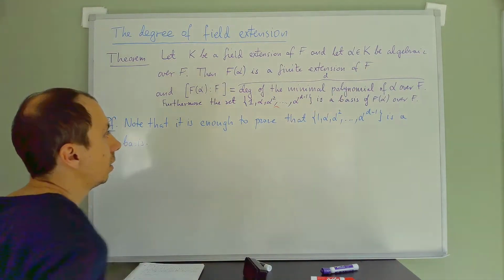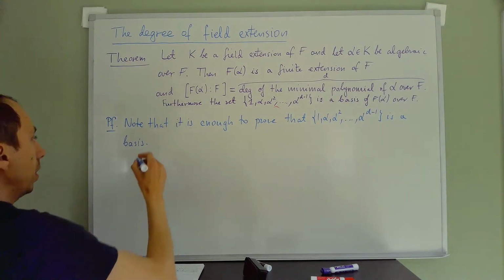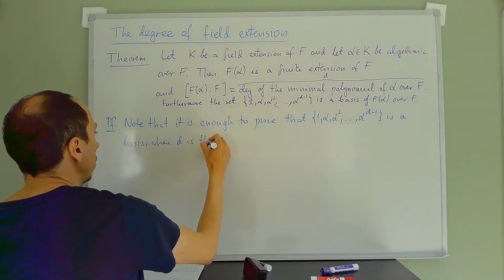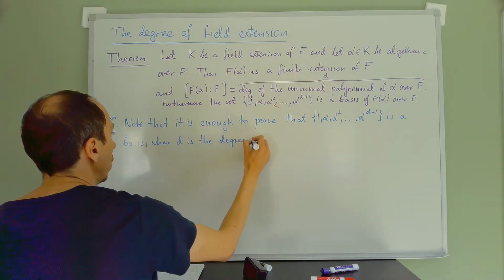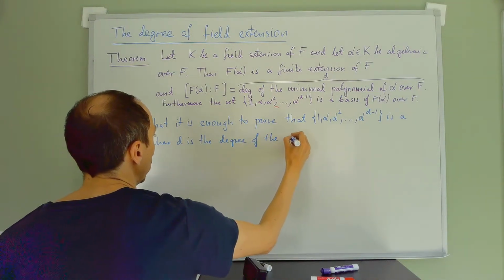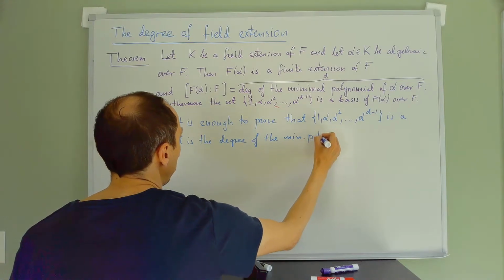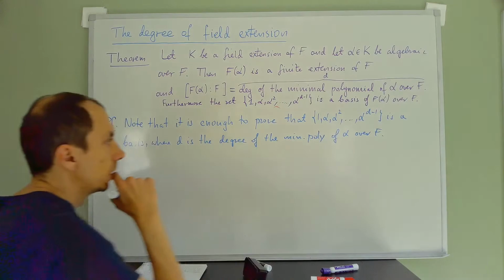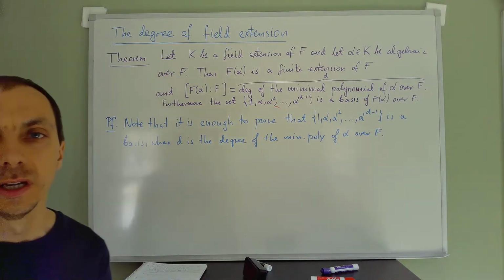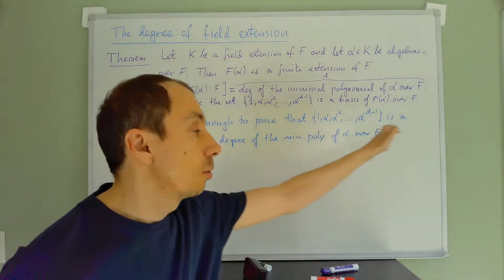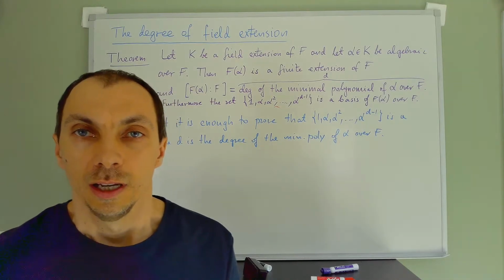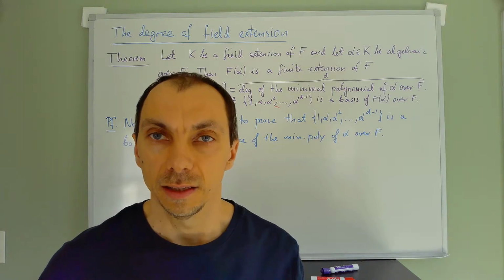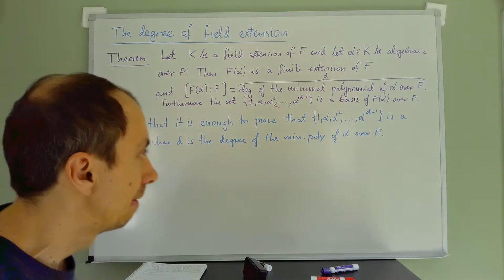Okay, d is the degree of the minimal polynomial. Maybe let's just write that, where d is the degree of the minimal polynomial of alpha over f. So in fact it's just enough to prove that that set that I wrote down here, this one, is a basis. How do you show that something is a basis? You show that it spans and that it's linearly independent.